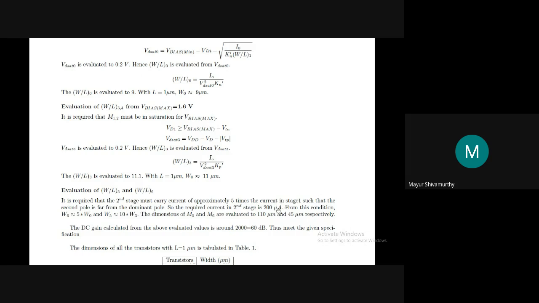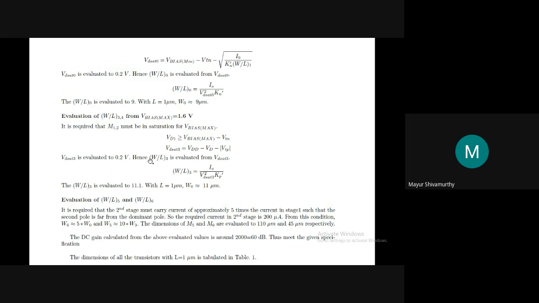When that is the case, the dimension of M6 will be 5 times, since the current is 5 times. So the dimension will be multiplied by 5. In the same way, this is I naught by 2, so this particular transistor will have 10 times the current in M4 or M3, so the dimension of this transistor M5 will be 10 times the dimension of M4.